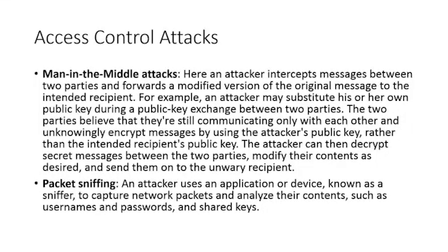Another access control attack, man in the middle. Now, I don't have to be right in the middle. It doesn't have to be 50-50. So I have to be somewhere between the communication ends, right? So here an attacker intercepts messages between two parties, and what I can do is forward modified versions of the original message to the intended recipient. So I can fake the data.